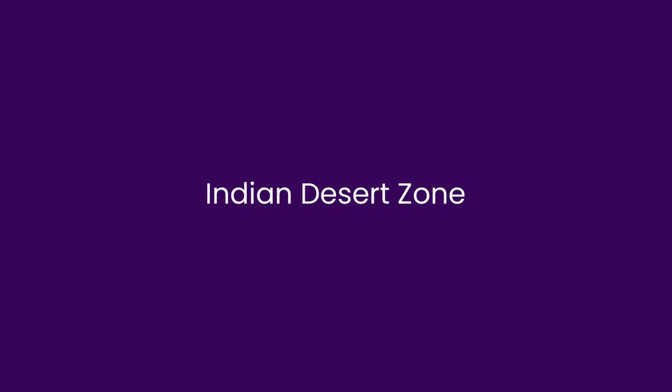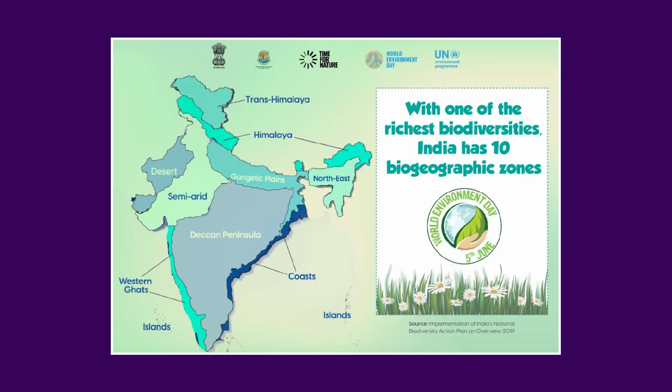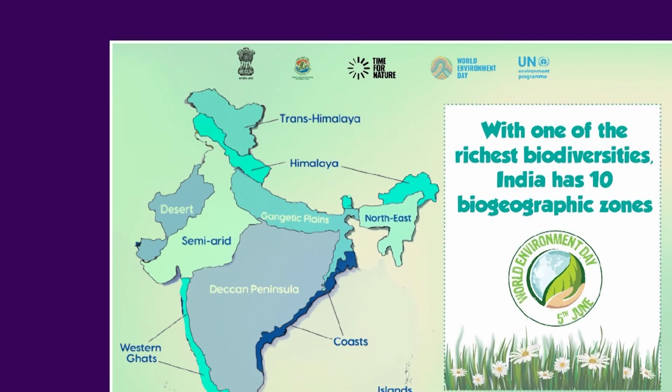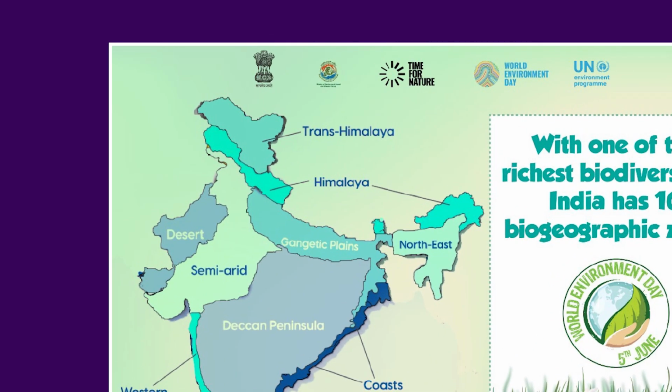Now, let's move to the Indian desert zone, primarily in Rajasthan. Picture vast sand dunes and arid landscape. Despite the harsh conditions, you will find resilient species like the Indian gazelle and various reptiles. The Indian desert zone, also known as the Thar Desert, is characterized by its extreme temperatures and sparse vegetation. However, life here has adapted in fascinating ways.